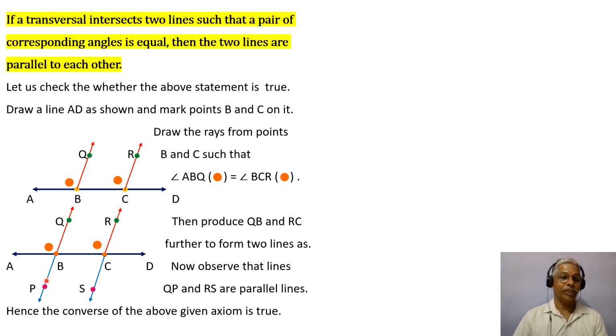Then produce this. So here QB is produced till P and RC is produced till S. Then produce QB and RC further to form two lines like this. Now observe that the lines QP and RS are parallel lines. Hence, the converse of the above given axiom is true. That is, this is true.